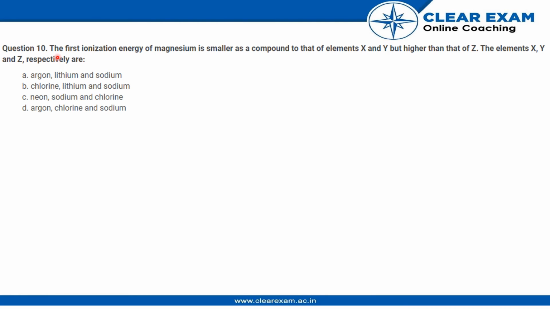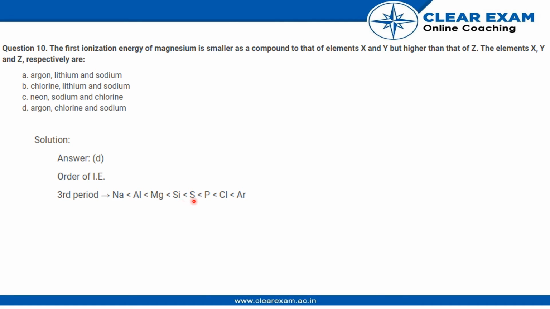The question says the first ionization energy of magnesium is smaller as compared to that of elements X and Y, but higher than that of Z. The elements X, Y and Z are respectively. So for the third period, the order of ionization energy is sodium, aluminium, magnesium, silicon.